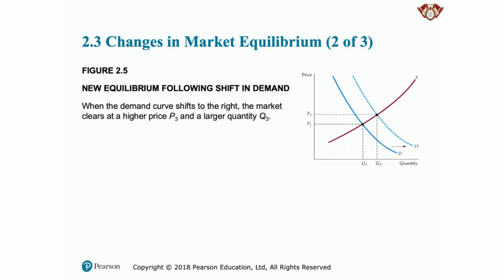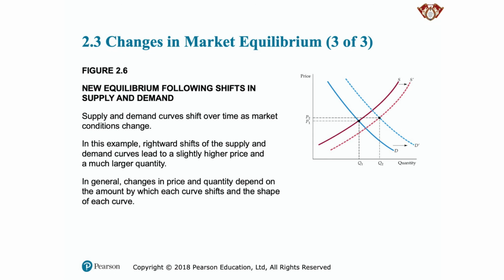So next, the new equilibrium following a shift in demand. Demand curve shifts like this, supply curve the same, then what happens? When the demand curve shifts to the right, the market clears at a higher price P3 than P1, and the new equilibrium quantity Q3 is larger than the initial equilibrium quantity Q1. Okay? Nothing new.